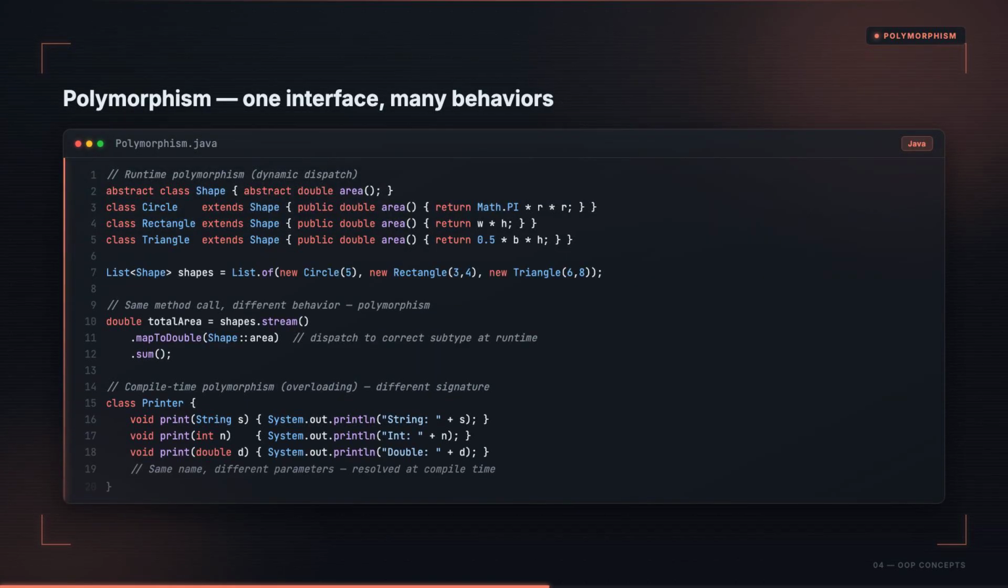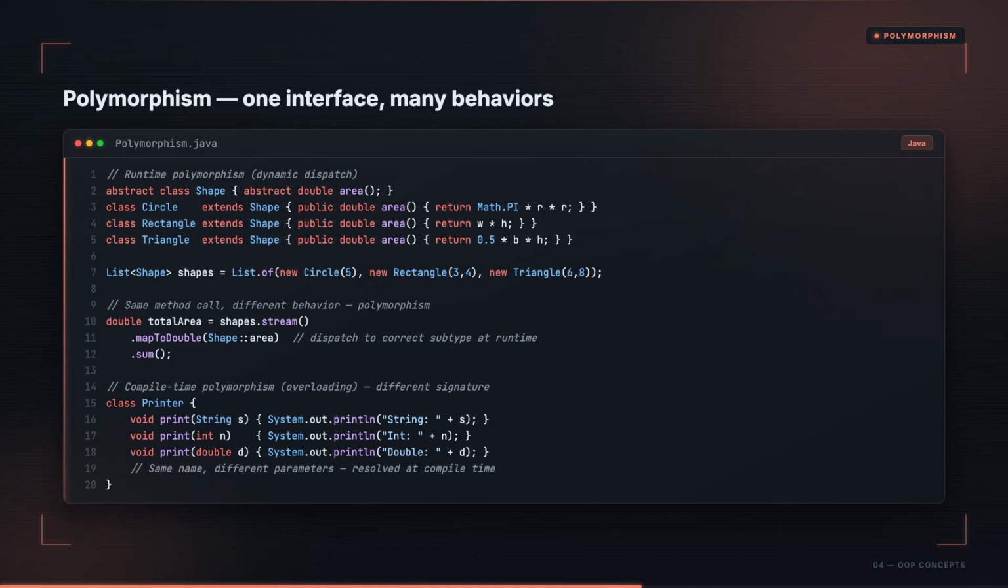Polymorphism. One interface, many implementations. A list of animals, you call speak on each. The JVM dispatches to the right implementation at runtime. Dog returns woof, cat returns meow. No type checking anywhere. Interface polymorphism is the more powerful form in practice.